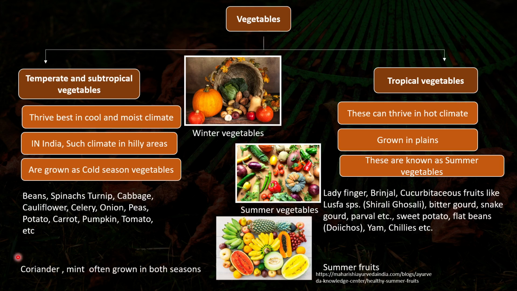Yeah, and vegetables like coriander and mint, which are mainly spices, are often grown in both the seasons. So all of these are also available year round.